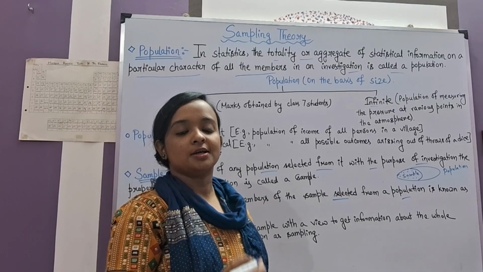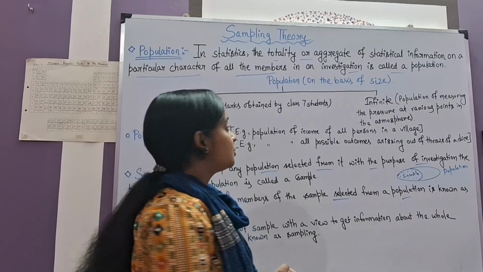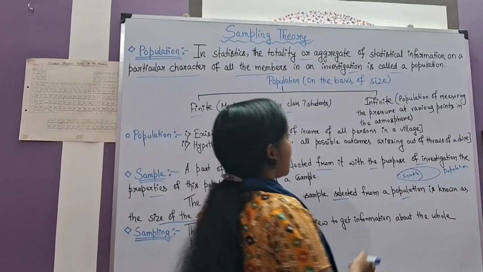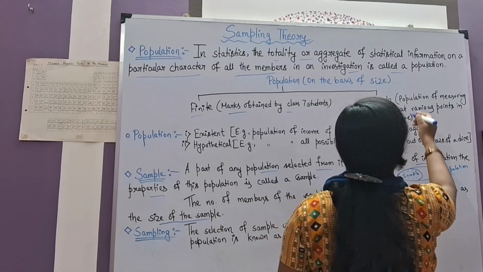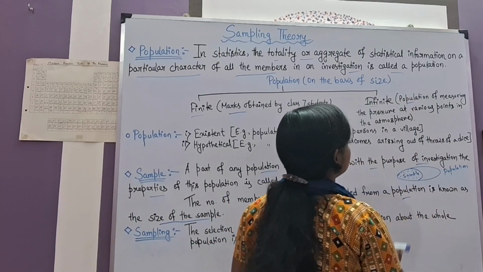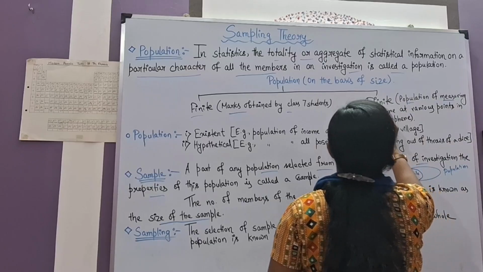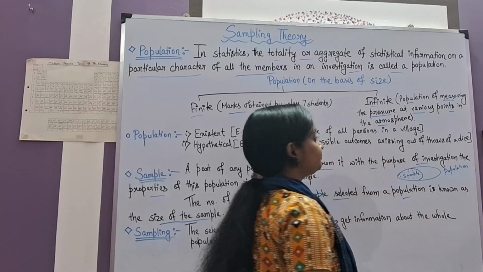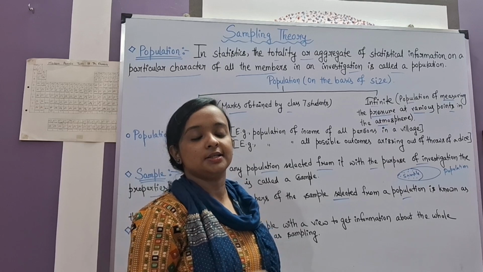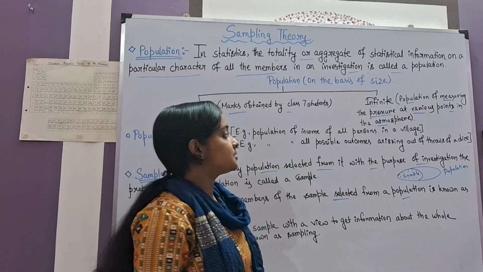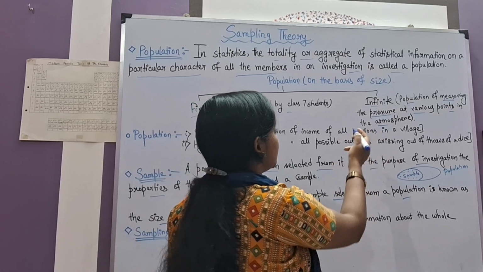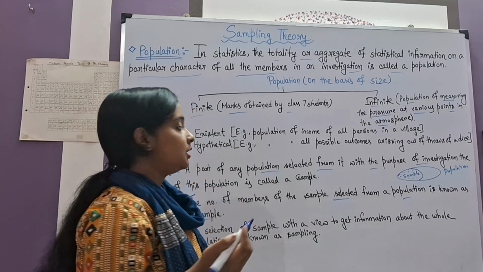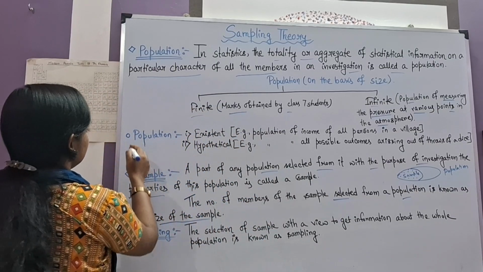The number of class 7 students is finite, so the marks obtained by them is also finite. And in case of infinite, one example is given here, population of measuring the pressure at various points in the atmosphere. The number of points in an atmosphere is infinite, so the pressure at that infinite number of points is also infinite.